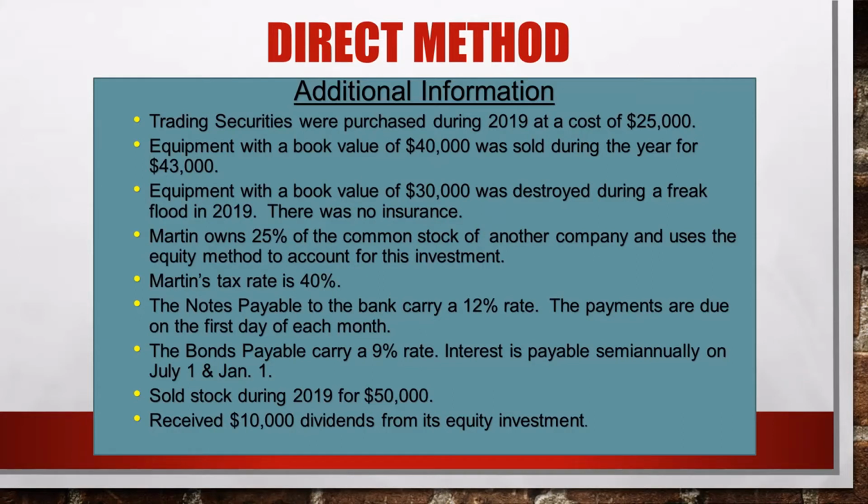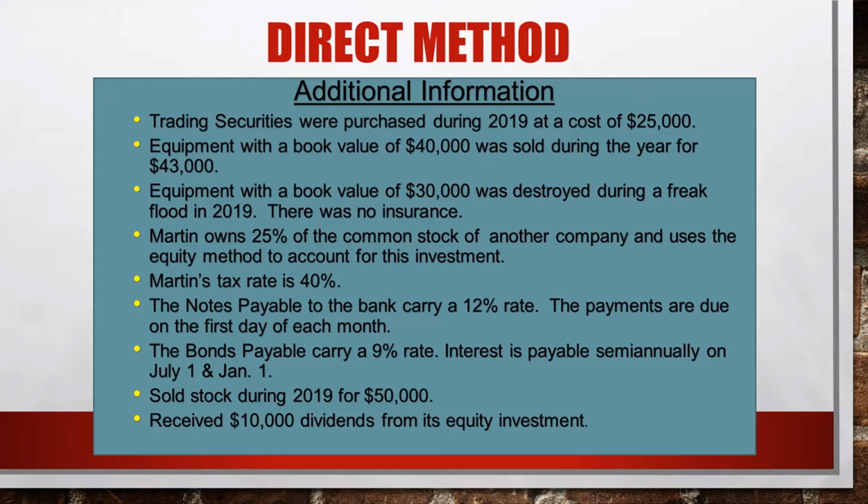The notes payable to the bank carry a 12% rate. The payments are due on the first day of each month. The bonds payable carry a 9% rate. Interest is payable semi-annually on July 1st and January 1st. Martin sold stock during 2019 for $50,000. Martin received $10,000 dividends from its equity investment.